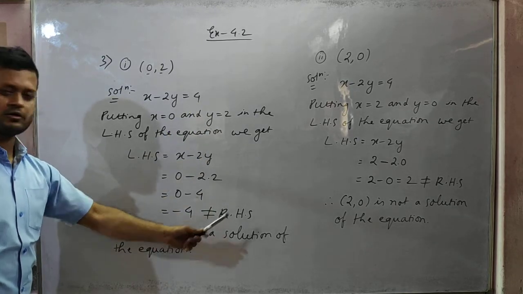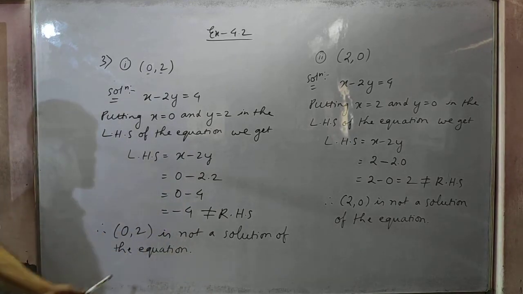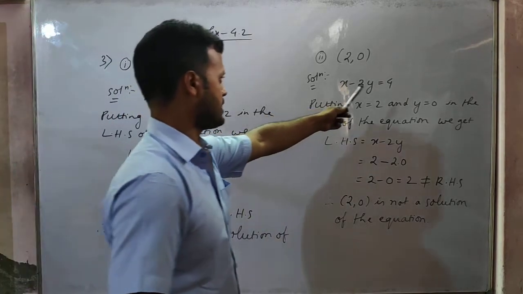So that means LHS is not equal to RHS. Therefore (0, 2) is not a solution of the equation. And again, x minus 2y is equal to 4.